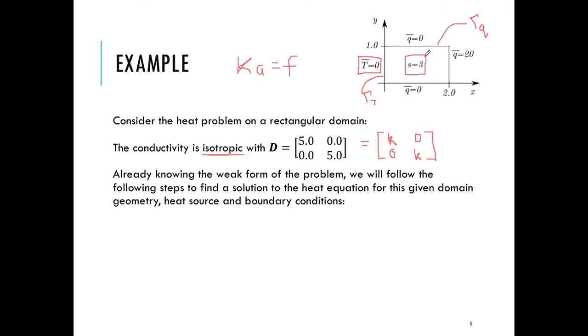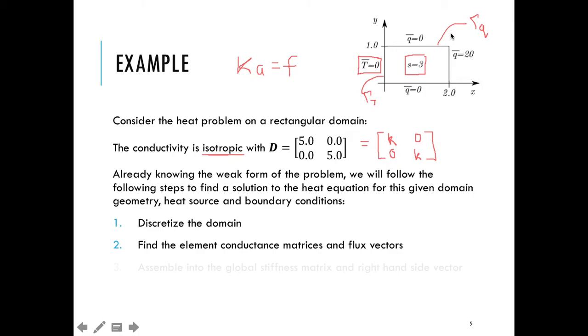Notice that I just discussed units, but for ease, in this case we're completely ignoring what the units are for our heat conduction problem. This is a summary of the steps we will follow. First, we have this rectangular domain, and we need to discretize it. That'll be my first step.